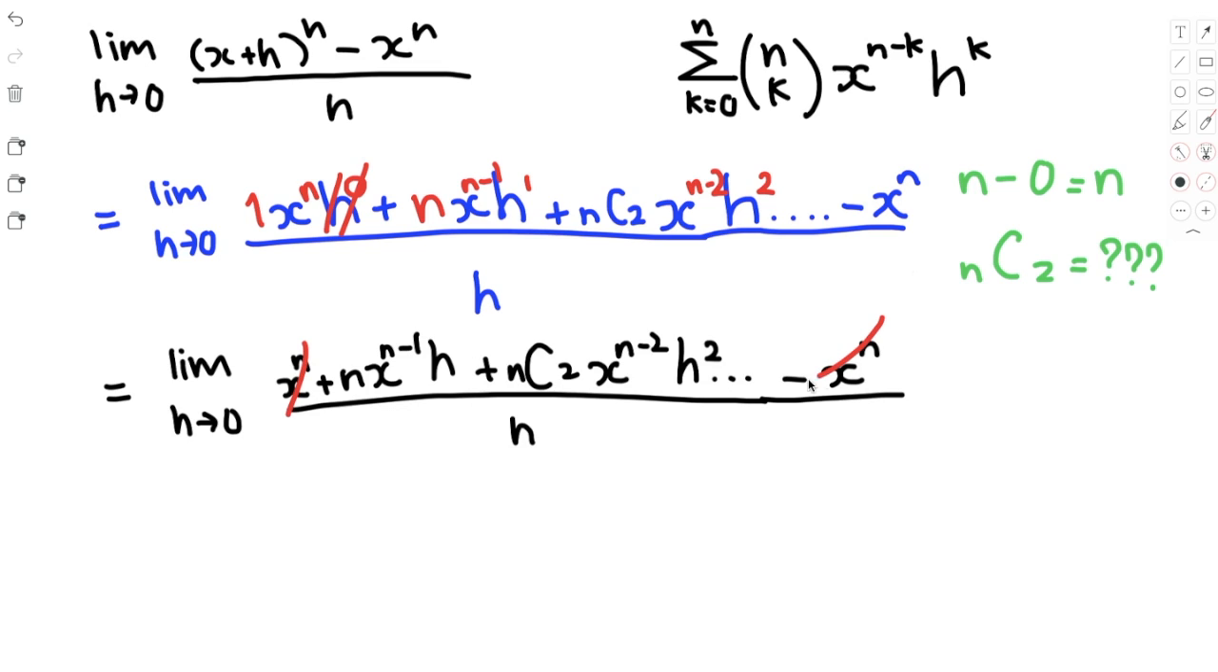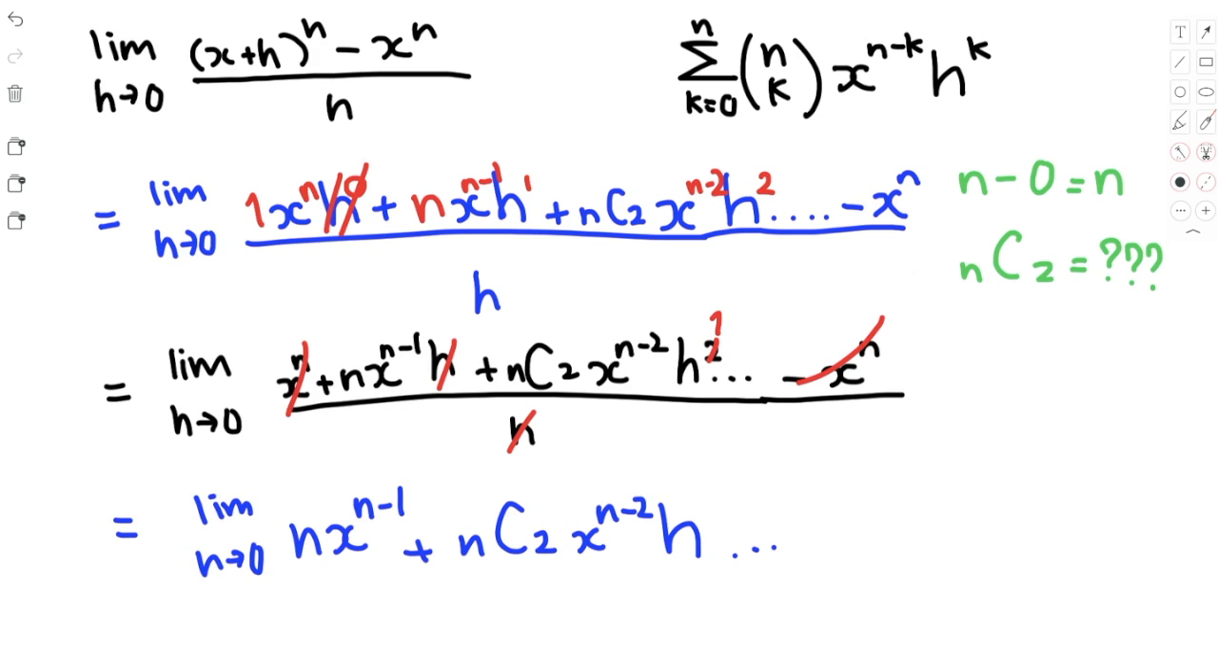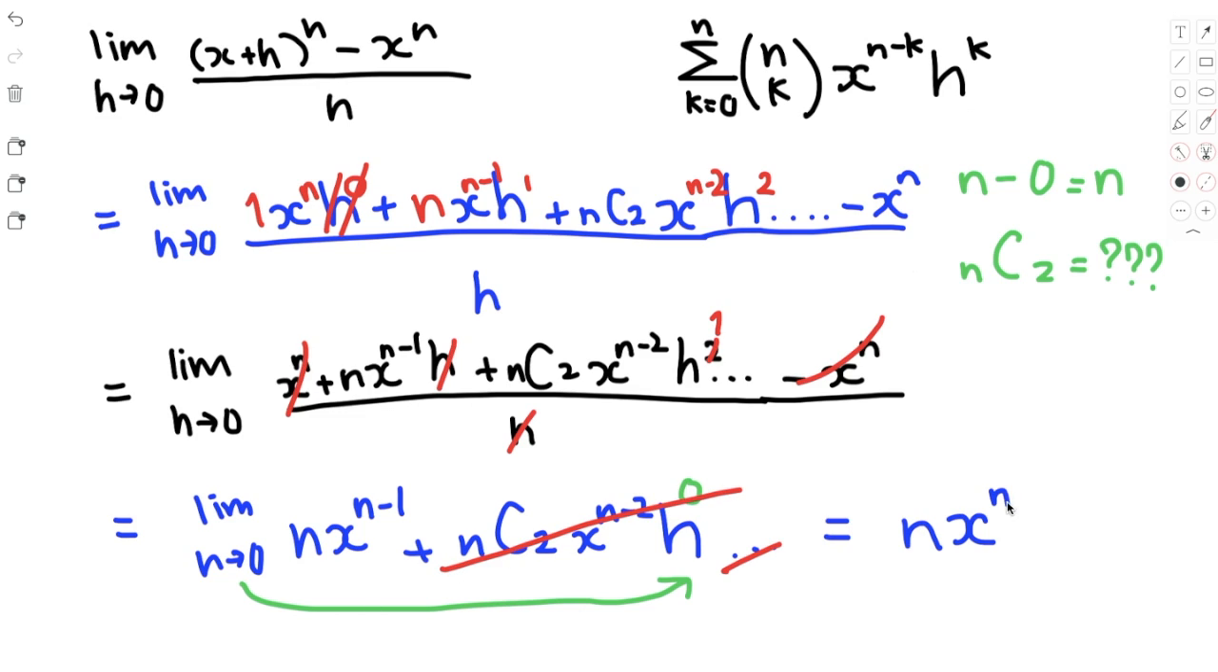We can cancel out the first x to the power of n with the negative x to the power of n right here. And then we cancel the h from the top and bottom. Finally, we know that this function is continuous, so we can plug in 0 for all the h's. All but one term will cancel out since they have an h multiplied. And now we're left with this one right here.